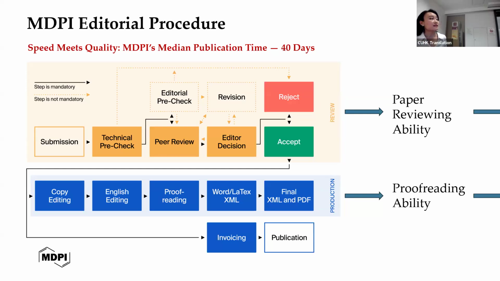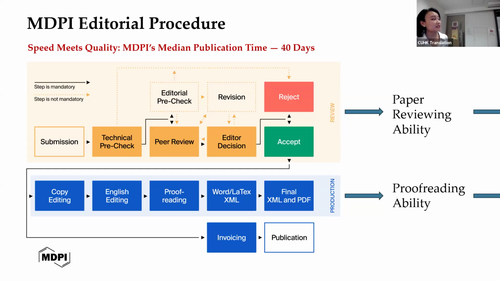So if the paper is successfully accepted by the editor of the editorial board, we will send it to acceptance, and also our in-house editors will do the proofreading work, like copy editing, English editing, proofreading, and so on. So finally, this paper will be made as a whole PDF file and published online.